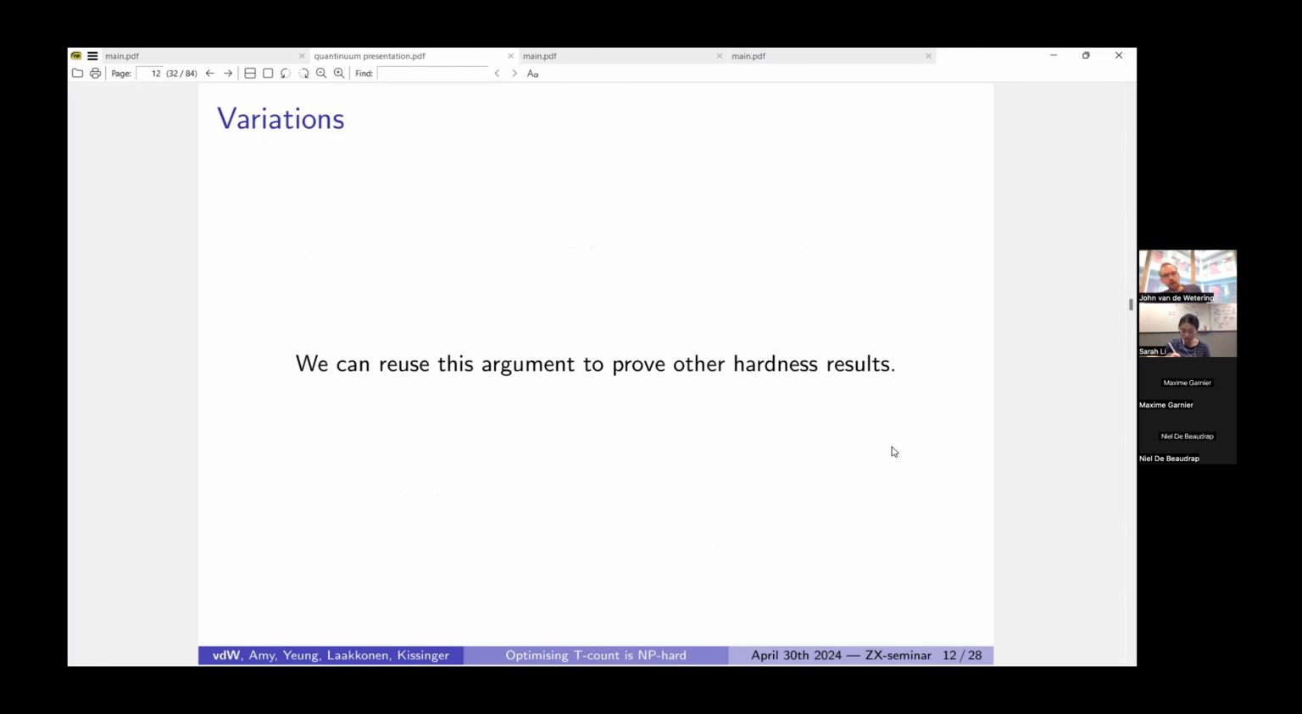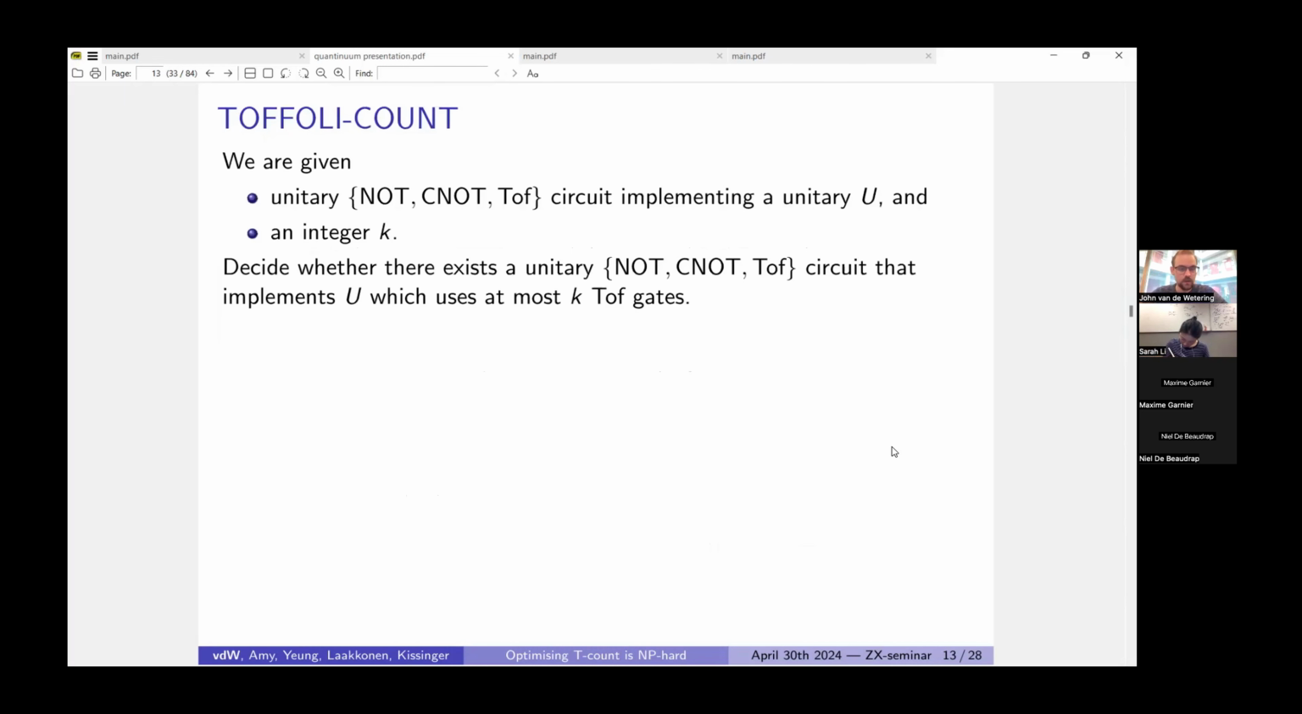Okay, so this is just the hardness of T count, but we can actually reuse this argument to prove other hardness results. So for instance, we can also determine that Toffoli count is a hard problem. So here we are given a unitary circuit of NOT gates, CNOT gates, and Toffoli gates, which implements some classical unitary U and an integer K. And now we need to decide whether there exists a unitary circuit over this gate set, which implements U, uses at most K Toffoli gates.